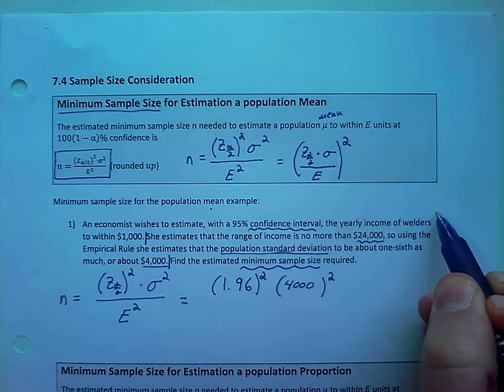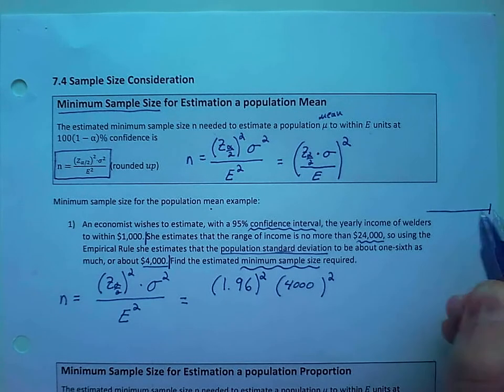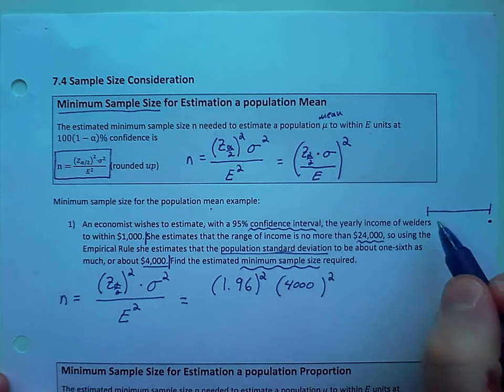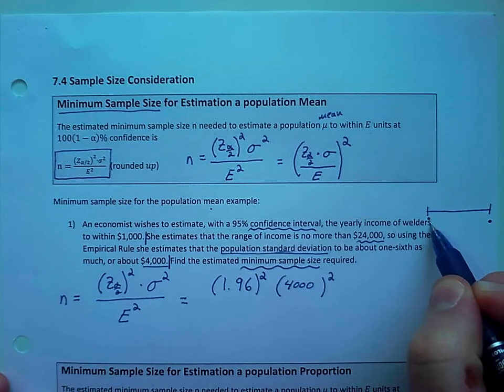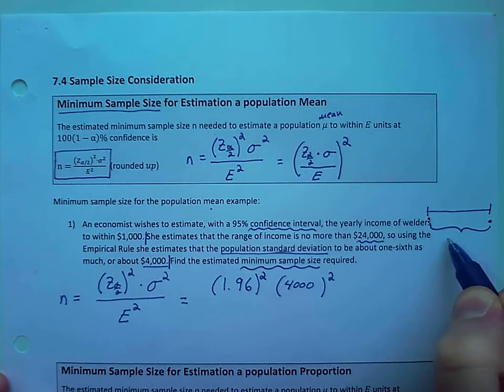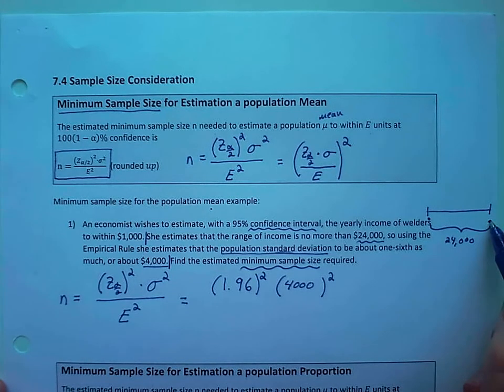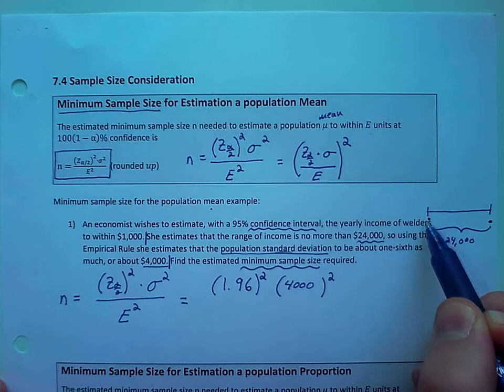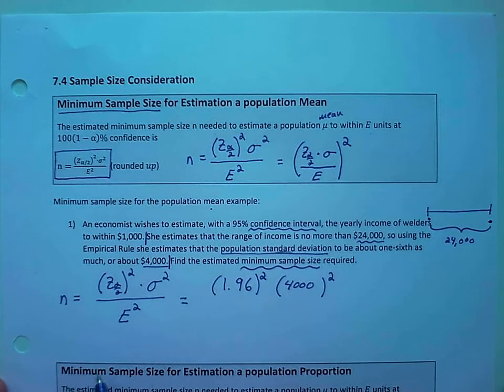But basically what it's saying here is this. It's saying that the range of incomes is $24,000. Now remember that the range is defined as the maximum value minus the minimum value. So whatever the maximum value is, if you subtract the minimum value from it, it's going to say that the range is equal to $24,000. So we don't know what the maximum value is, and we don't know what the minimum value is, but what we do know is that from the maximum to the minimum, it's $24,000.